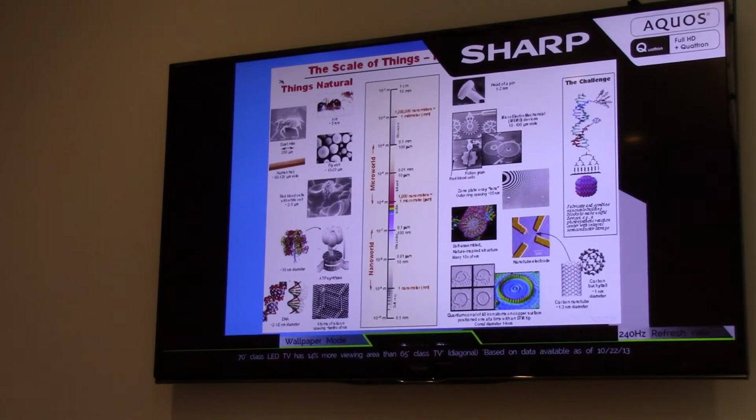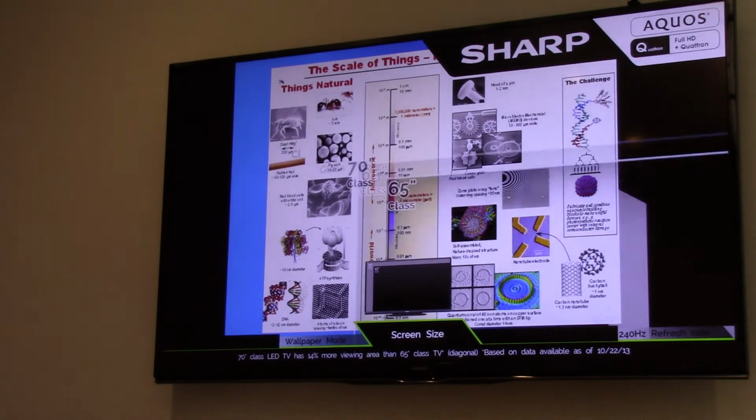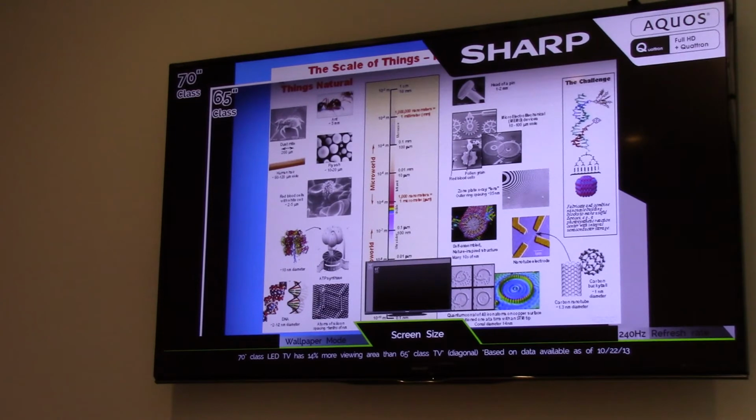And this here, you'll be presented with this slideshow after this presentation, but you can actually go through and see different materials and particles.